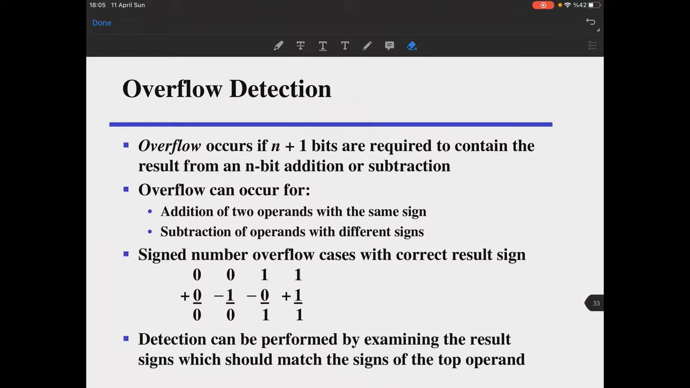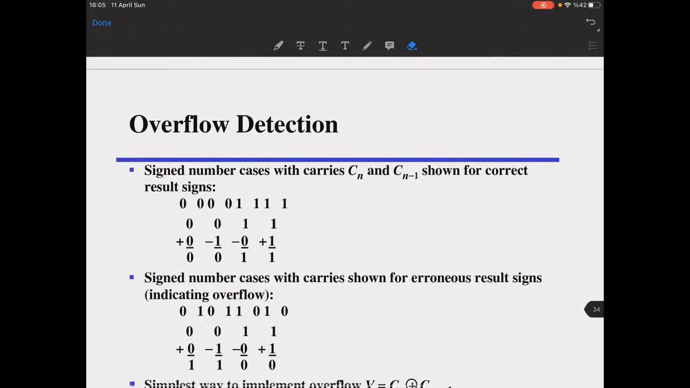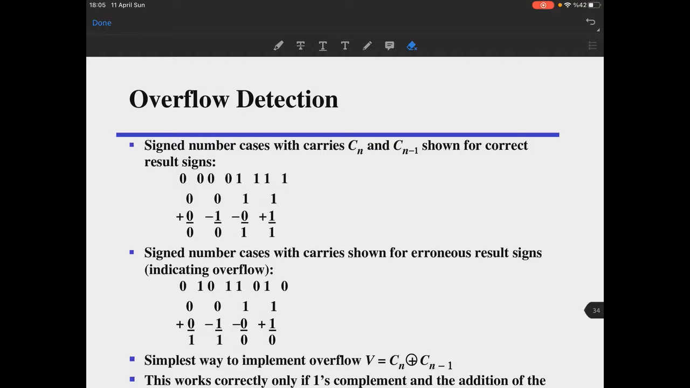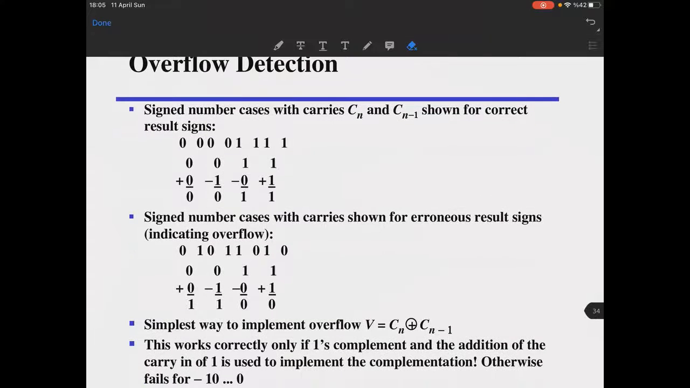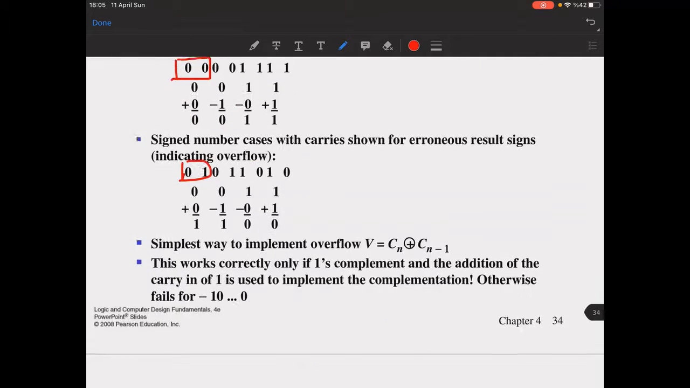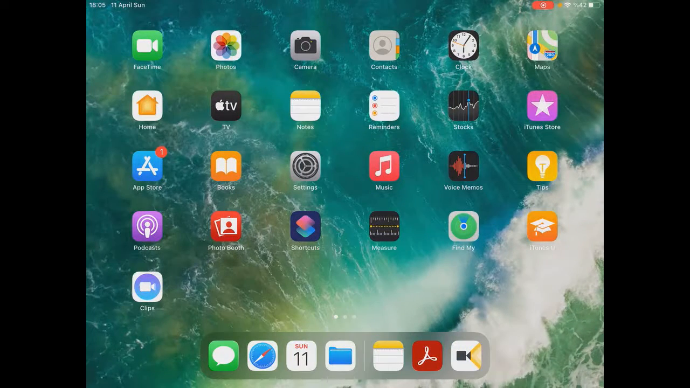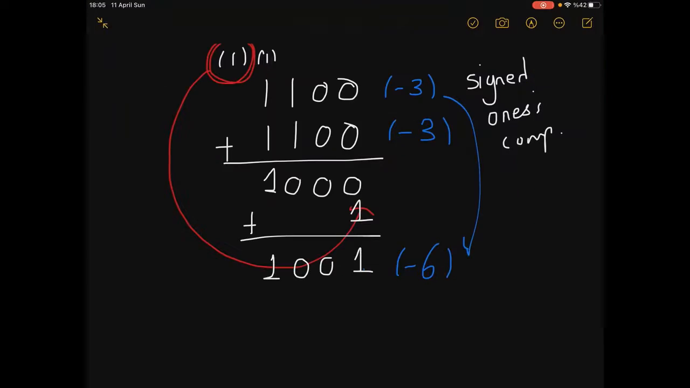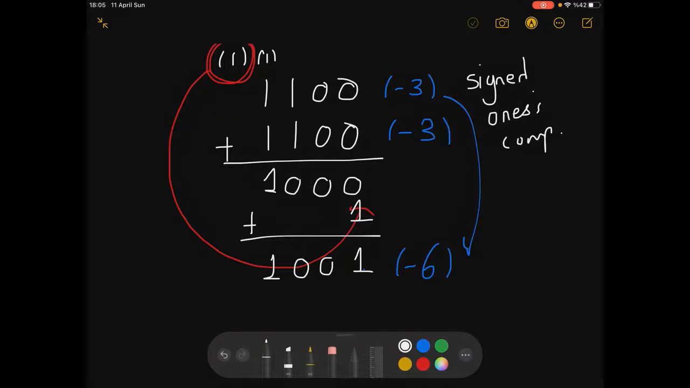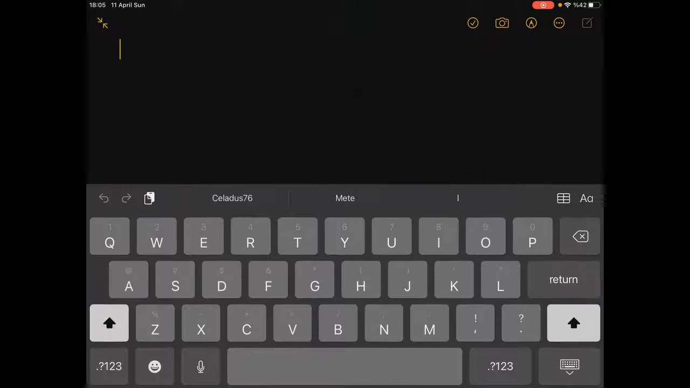But the idea is checking the last carry-out bits of the operation and comparing them with each other. And if they're different, it means that there is an overflow here. You check the last carry-out bits together, and this is how we identify if there's an overflow. Let me try to show this to you with an example.